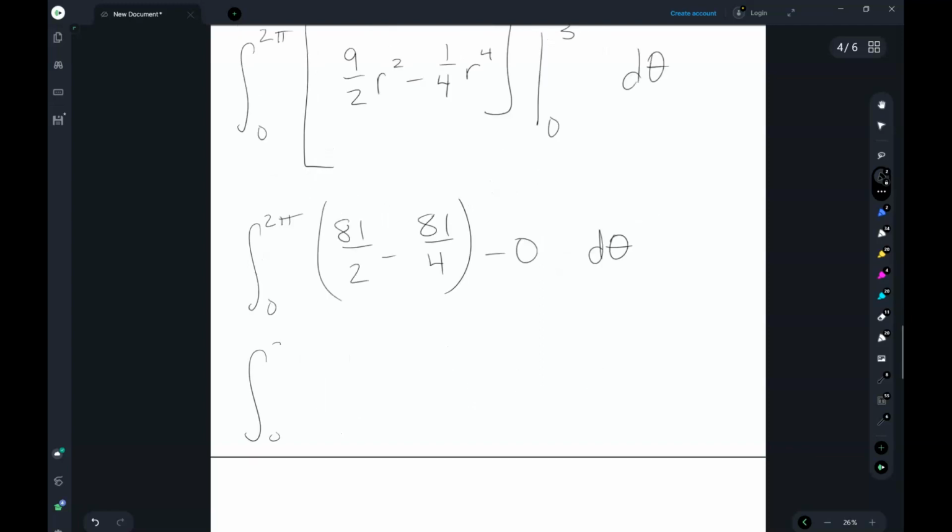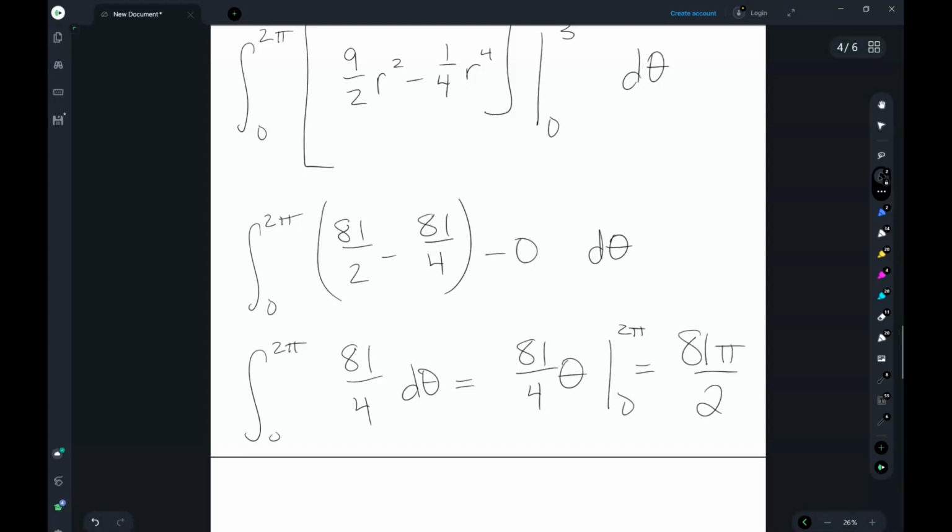So the final integration we need to do is from 0 to 2 pi of 81 fourths d theta. Well, that's just a constant, so the antiderivative is 81 fourths theta. And we need to evaluate at 2 pi and 0. But evaluating at 0 just gets us 0, so the answer is whatever we get when we plug in 2 pi. So 81 fourths times 2 pi is going to simplify to 81 pi over 2. And that is our volume.